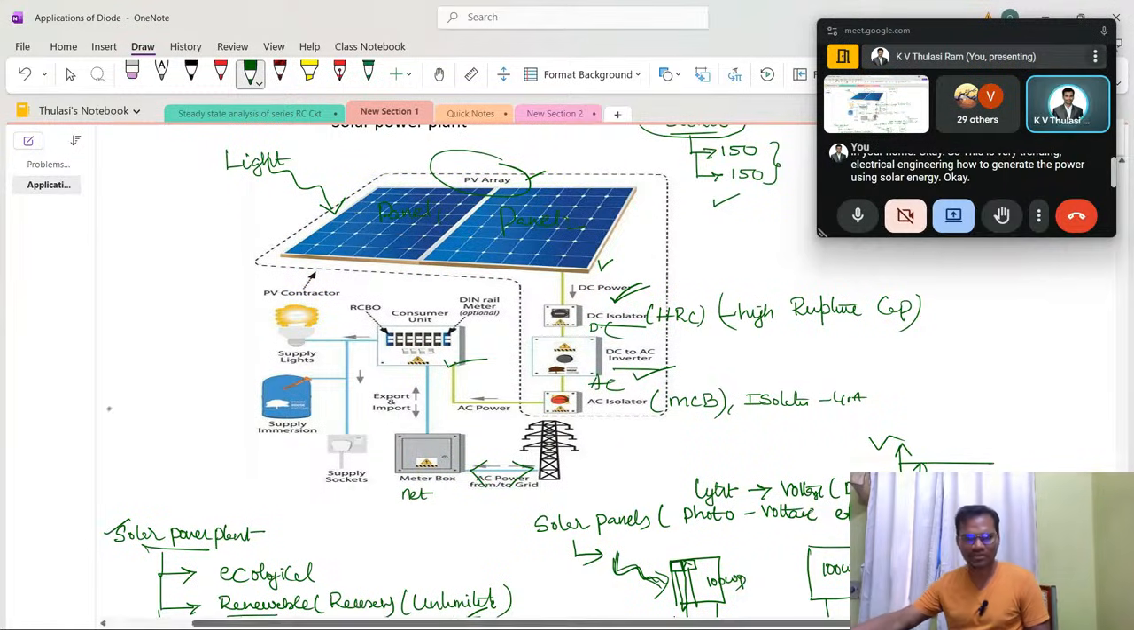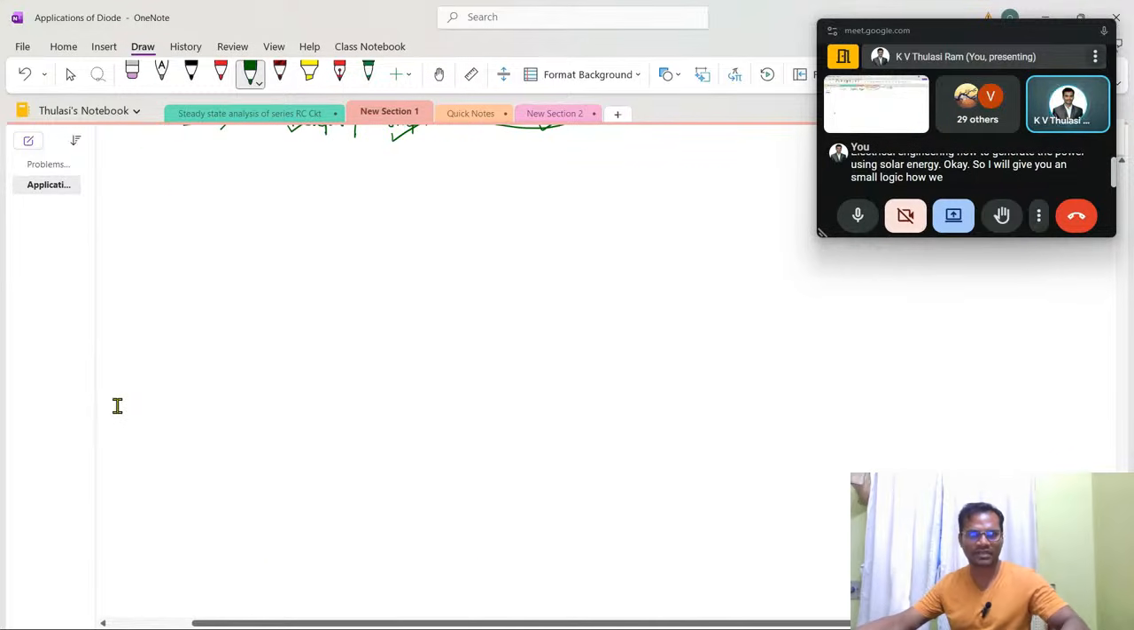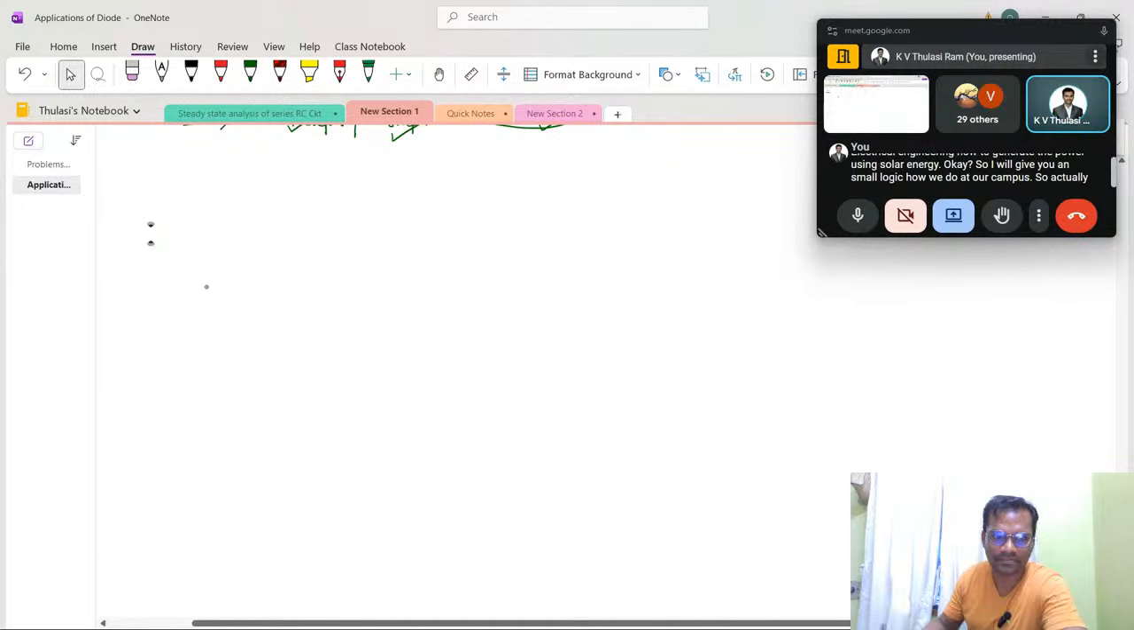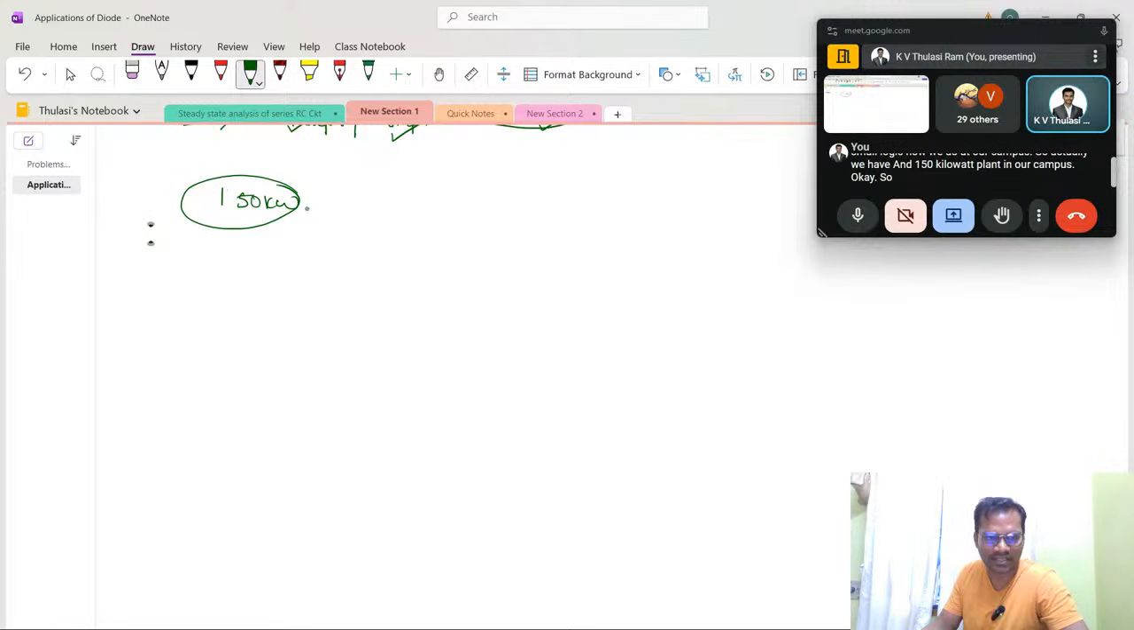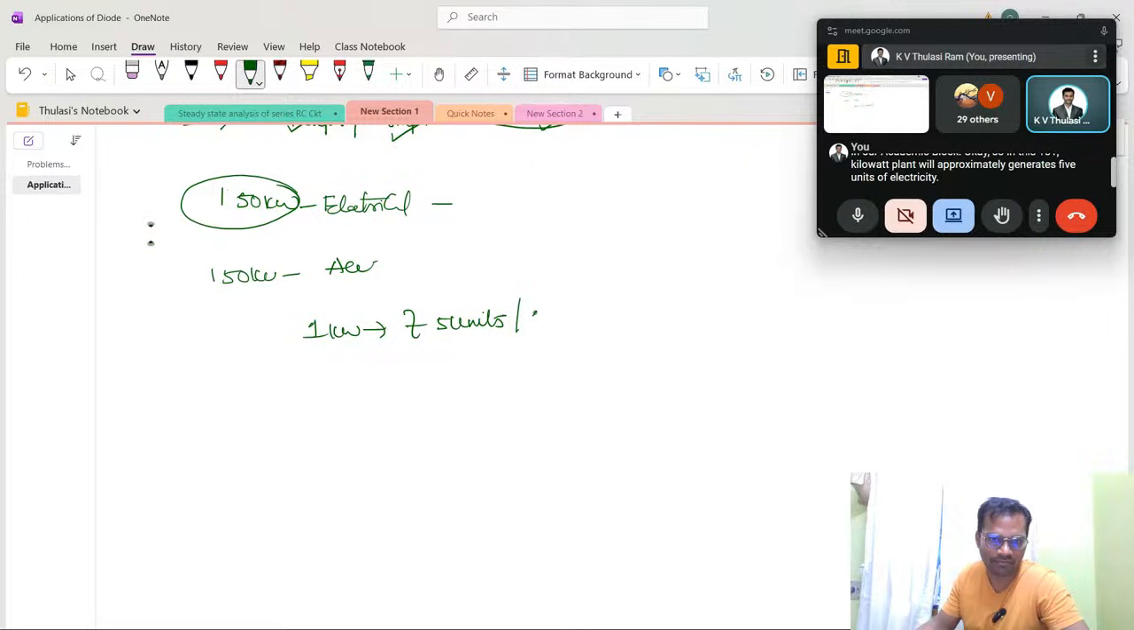Okay, so I will give a small example of how we do it at our campus. Actually we have a 150 kilowatt plant in our electrical block, and one more 150 kilowatt plant in our academic block. Each plant approximately generates 5 units of electricity, which is 5 kilowatt hours per day per kilowatt.